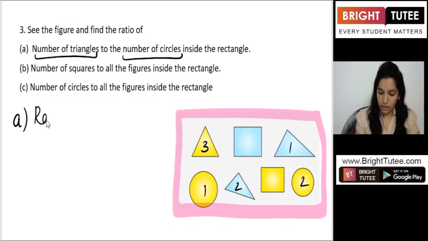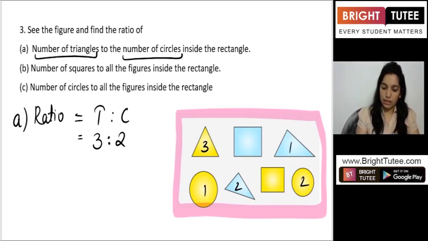So let us write the ratio. I'm representing triangles by T and circles by C. So the ratio is, the triangles clearly are 3 and the circles are 2. And this is already in the simplest lowest form, so we cannot simplify it further. Let us work on the B part.